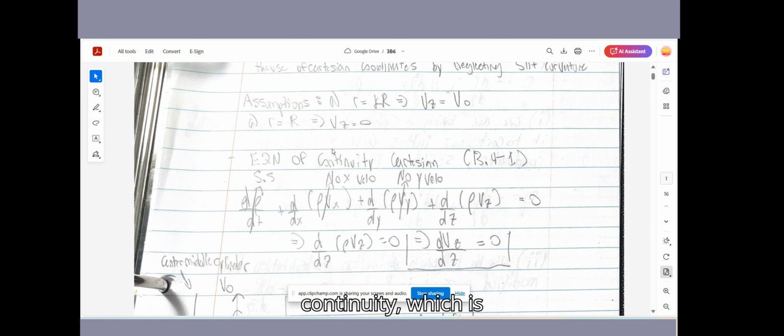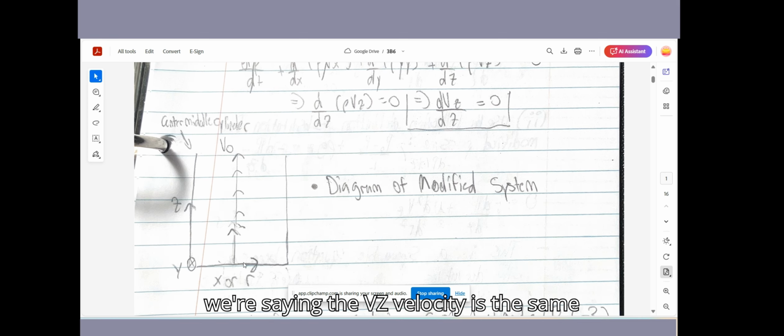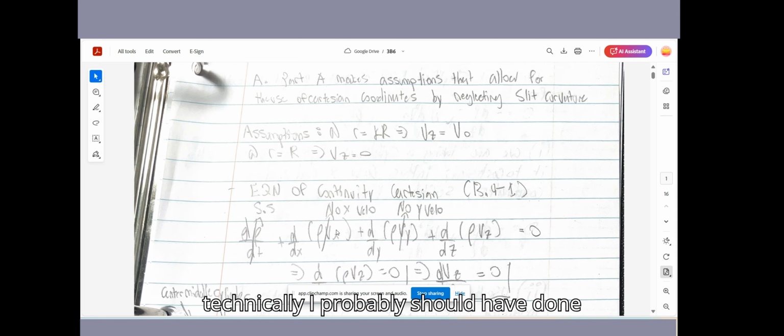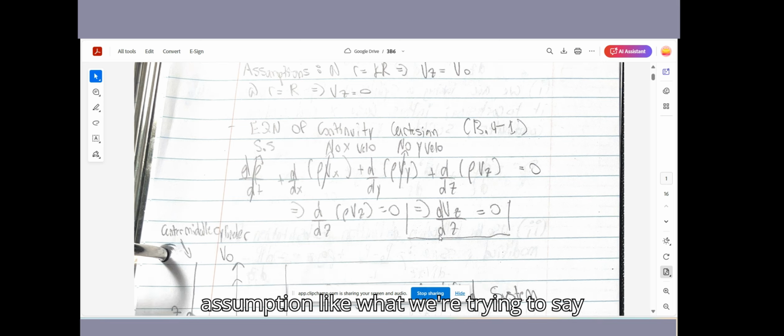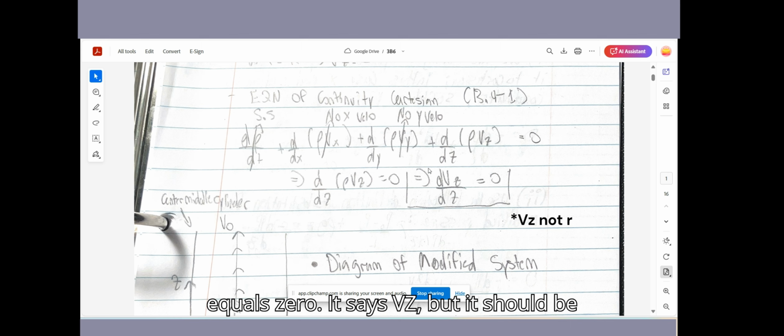So we use the equation of continuity, which is B.4-1 for Cartesian coordinates. This is the steady state term. We're assuming steady state, so that's 0. There's no x velocity and no y velocity, and we're saying the vz velocity is the same as the r velocity. Technically I probably should have done x, but it doesn't really matter for what we're trying to say here. What we get out of this is basically dvr/dr equals 0. It says vz, but it should be r.